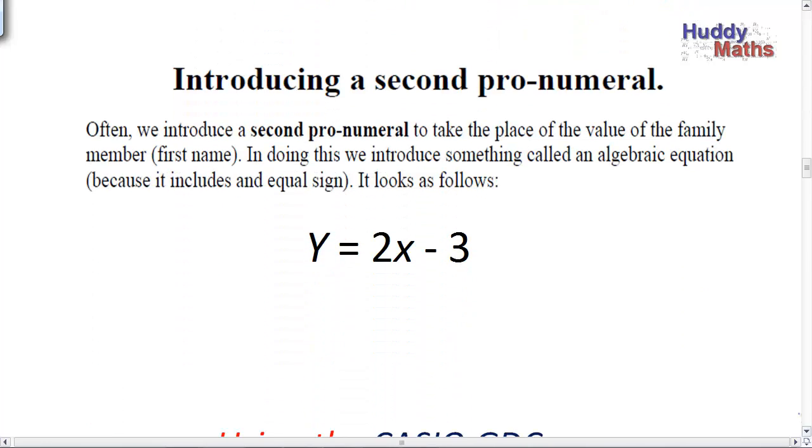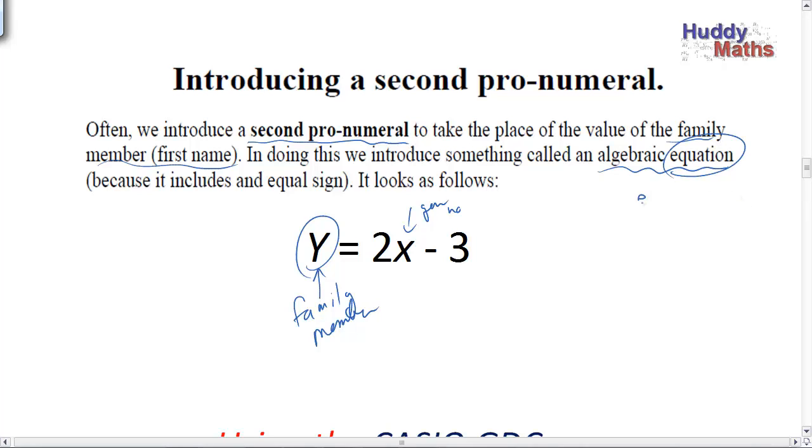Okay, come on down. And here we are. I guess we already knew that. The calculator told us that it wanted to call the other varying quantity, the family member, y. So here was another connection between the family member and the generation number. What we've done now is made something new. We've introduced a second pronumeral to take the place of the family member, the first name. And we're calling this an algebraic equation. What's that? Equation. I think that comes from the word to equate.